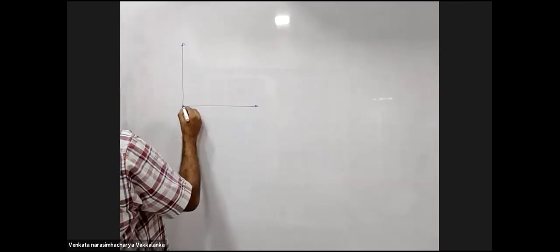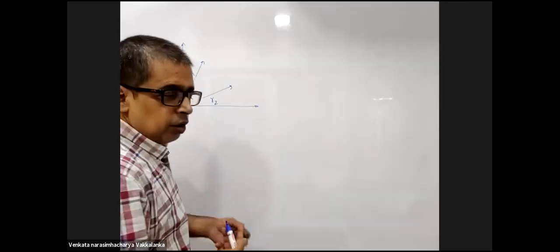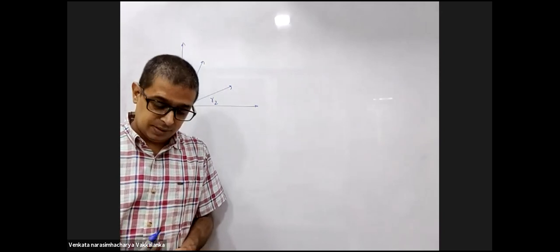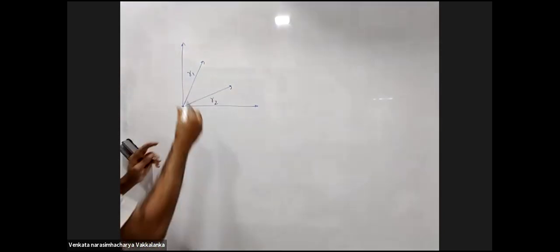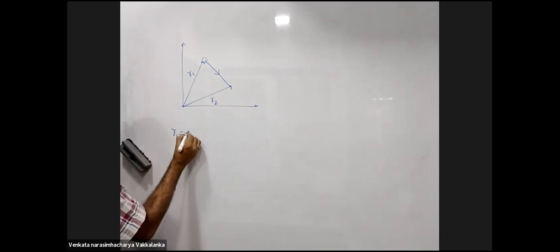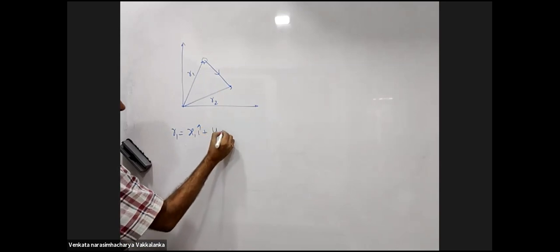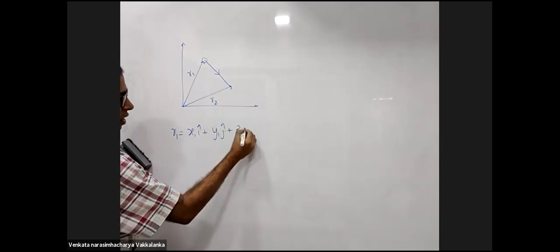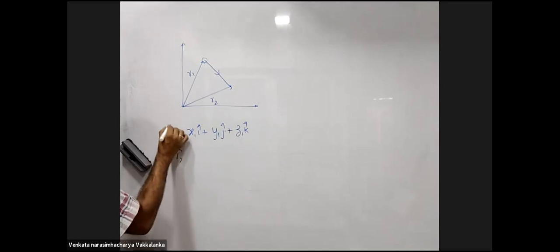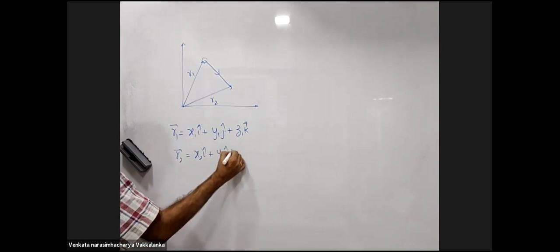Advantage of using position vectors. Suppose this is R1 and this is R2. Your initial position is at R1. Your final position is at R2. You moved the particle from here till here. I know R1 is written as x1 i cap plus y1 j cap plus z1 k cap. R2 is written as x2 i cap plus y2 j cap plus z2 k cap.